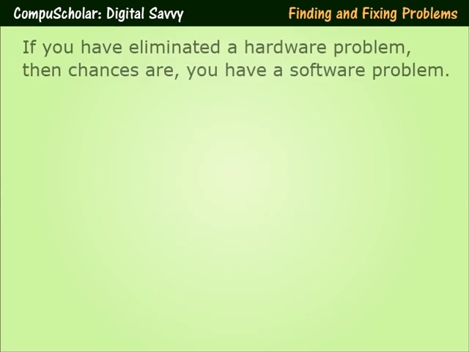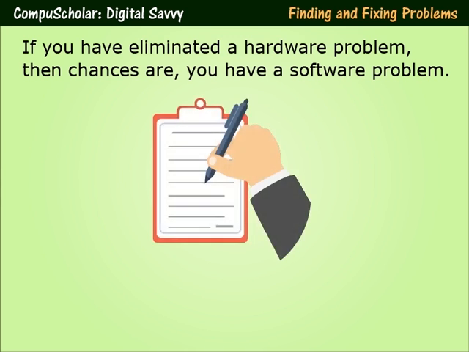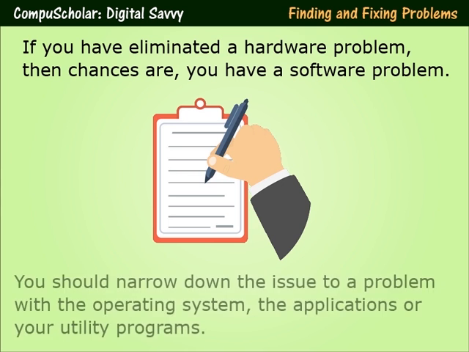If you still have a problem with your computer and you've eliminated all possible hardware problems, then chances are you have a software problem. And just like with hardware issues, there's a series of questions that you can ask yourself when faced with a possible software issue. These questions are listed in your student text. If you do discover a potential software problem, you should further investigate and narrow down the issue to either a problem with the operating system, the applications, or your utility programs. Once you've identified your root problem, it's time to troubleshoot.